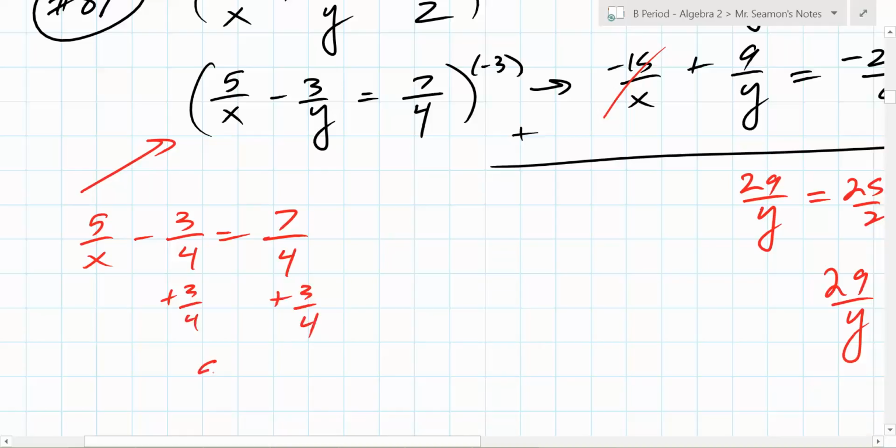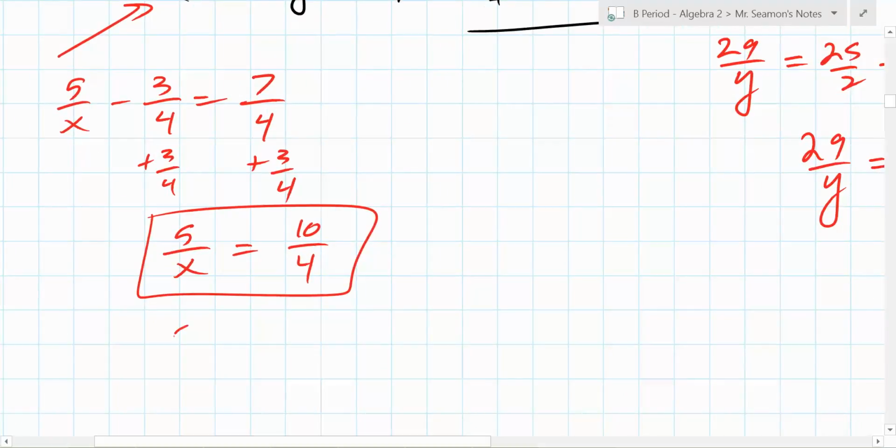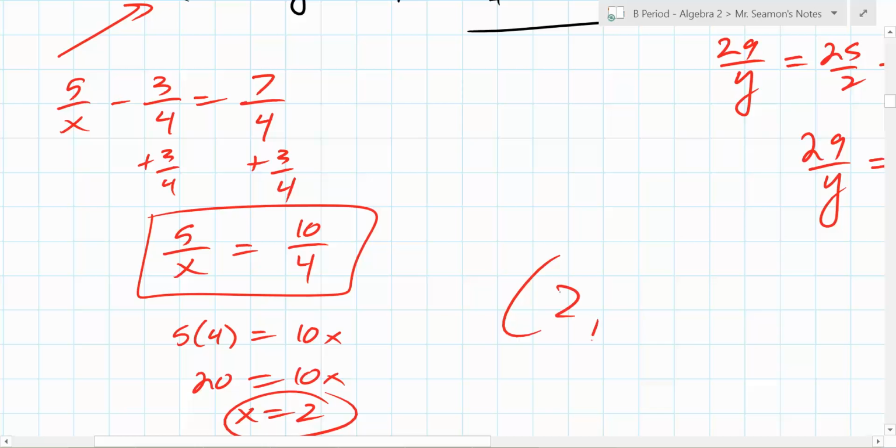And what do we end up with? 5 over x is equal to 10 over 4. What do you do when you have a fraction equaling a fraction like this? Yeah, so 5 times 4 is equal to 10 times x. So 20 equals 10x. What does x equal? Answer is going to be 2 comma 4.